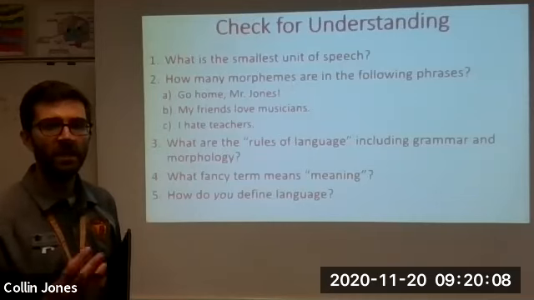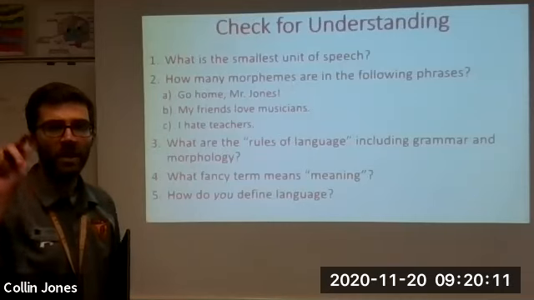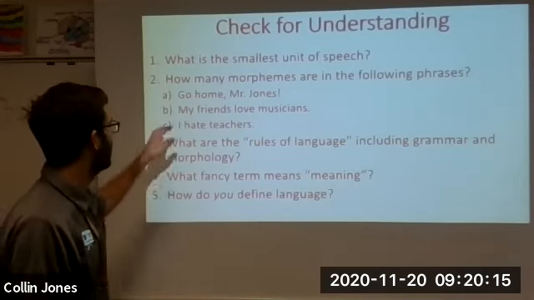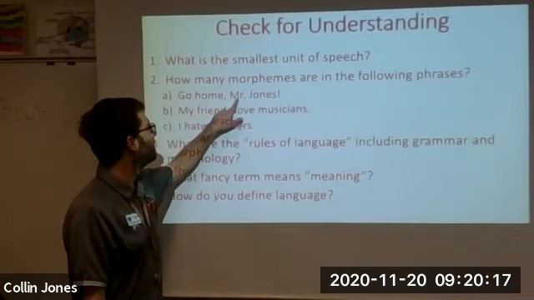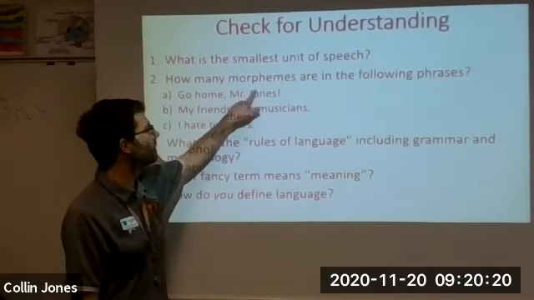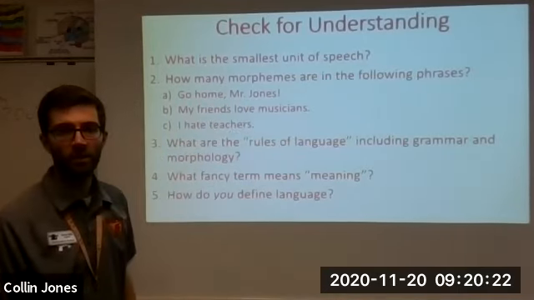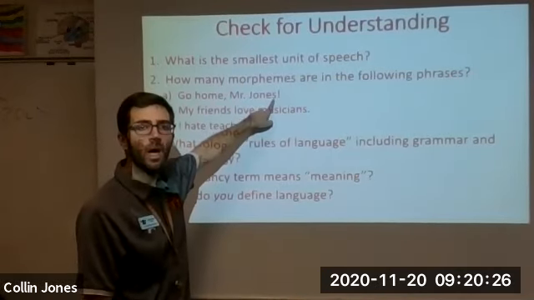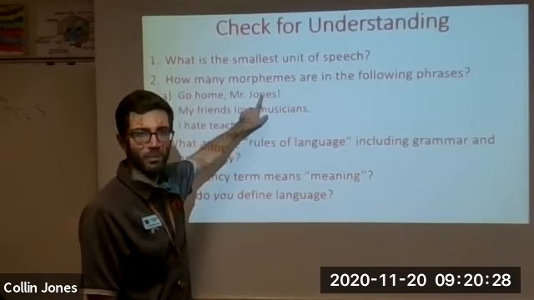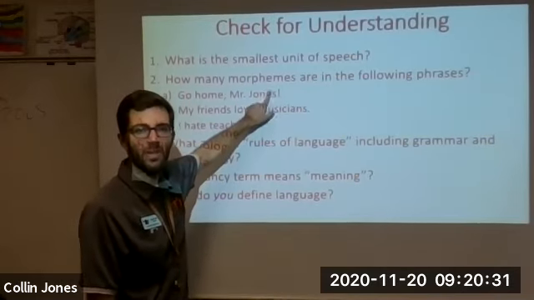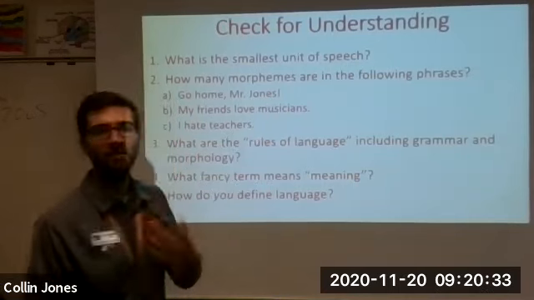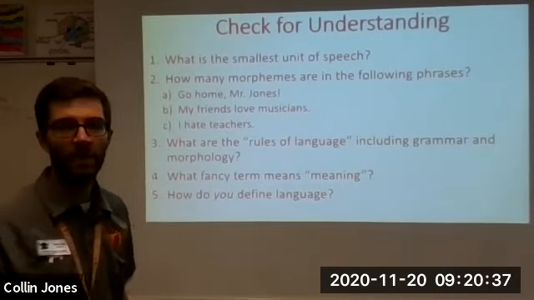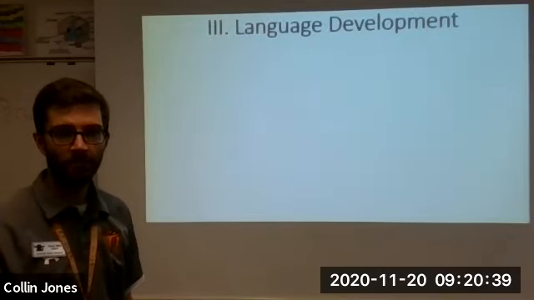Quick check for understanding. See if you can answer these questions. Number 2, it has you count the morphemes. We'll do that in class. We'll go over the answers. I can do A with you. Go home, Mr. Jones. 1, 2, 3, 4. That's just 4 morphemes. But Mr. Jones, that word ends in an S. Yeah, it does. That does not always mean that it's a plural word though, right? So you have to keep in mind, does that symbol have meaning on its own? So do B and C, make sure you can tell the difference there for how many morphemes there are.